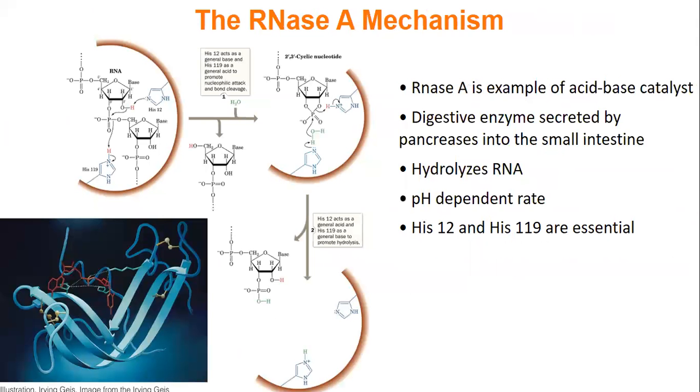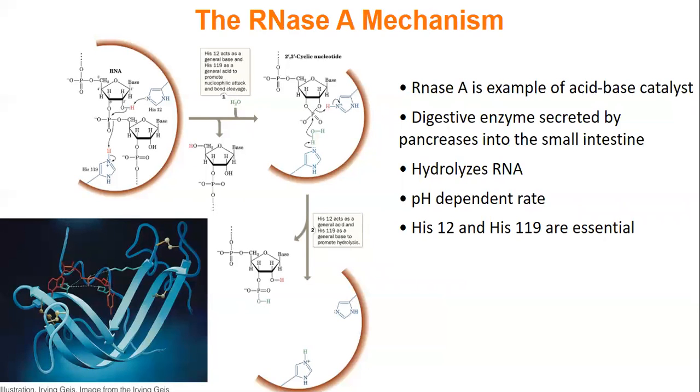The last thing we're going to look at is the mechanism of one enzyme, RNase A. What RNase A does is that it breaks up RNA for digestion purposes. So when you eat something, that something probably has RNA in it, because more or less everything alive has RNA. And so we need to digest that RNA to turn it into energy. So RNase A is secreted by the pancreas, and it is an acid-base catalyst.